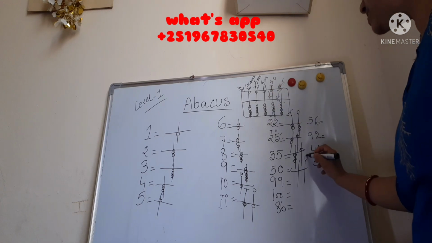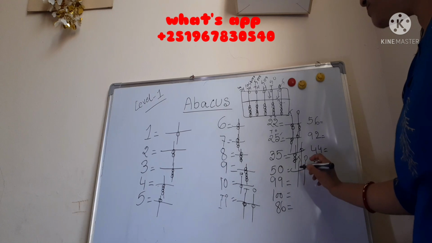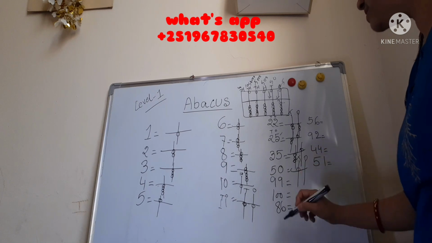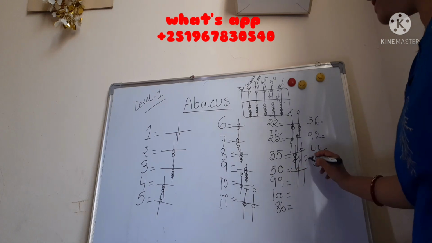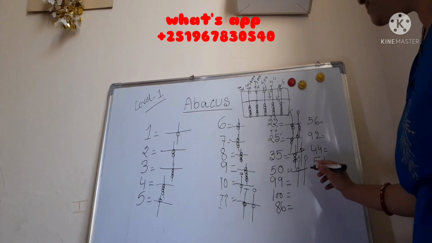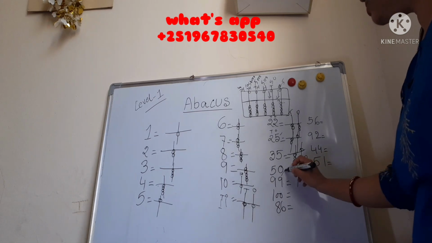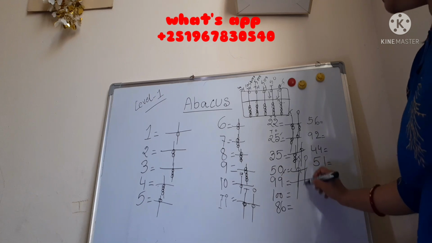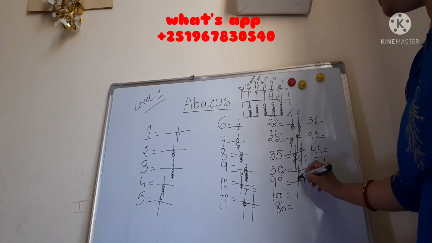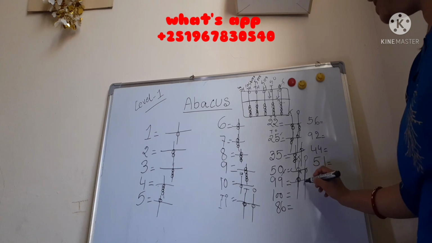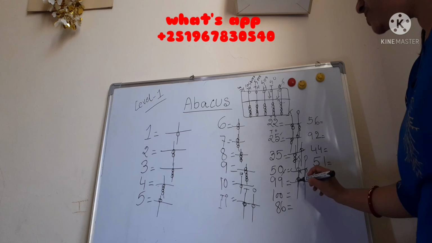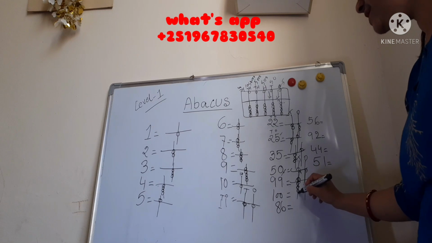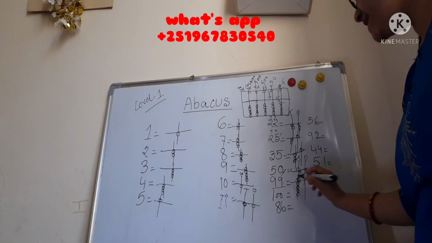So this is the ones place, this is the tens place. 50 means from here I will make it down. This is called 50, and for the ones place I will not make any beads up because the ones place value is 0. 99: this is 50, right? This is the tens place, ones place, and this is 50, 60, 70, 80, 90. This is 90 and 9.